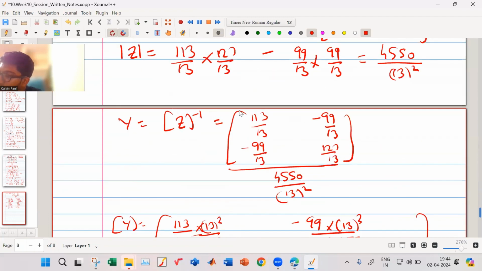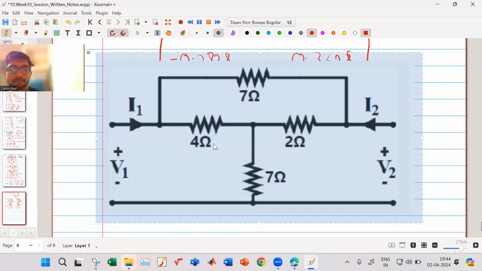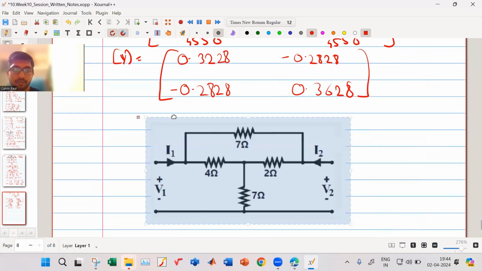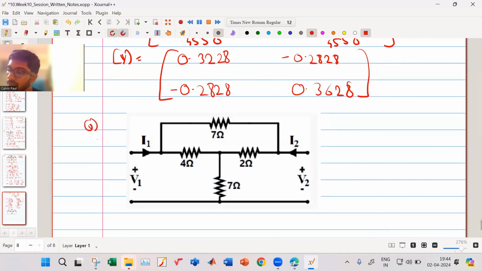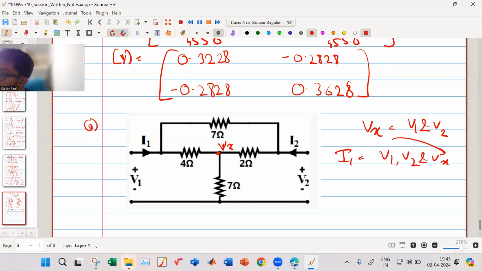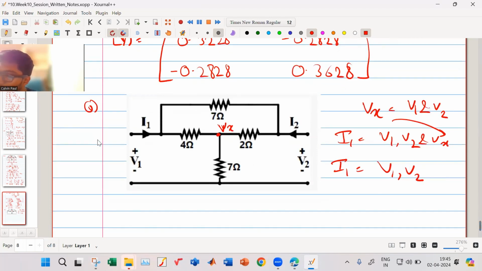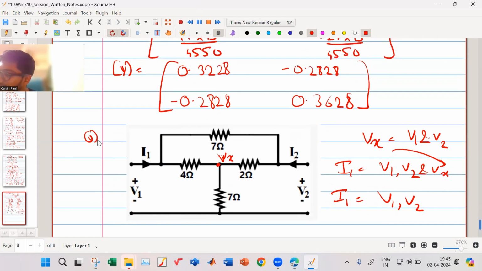Another way, which is what I did, was I assumed some voltage Vx over here. And I found Vx in terms of V1 and V2. And then I found I1 in terms of V1, V2, and Vx. And then I substituted the value of Vx here. And I found I1 in terms of V1 and V2. So it is also similar. You either do KCL or you apply KVL. Both you can apply. But if you have the cheat code, then it makes it simple. You can go in turbo speed and solve something.